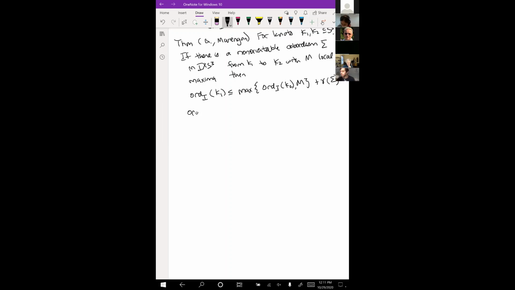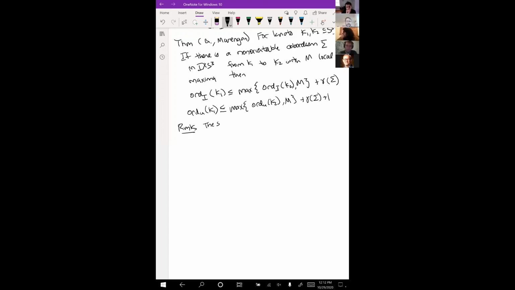And then there's also the knot Floer version, which is pretty much the same, except that there's this extra term, plus one. To explain why there's this plus one here, let me point out that I stated this theorem for non-orientable cobordisms, but it turns out that the same is true for orientable sigma. And in that case, you don't need this plus one over here.